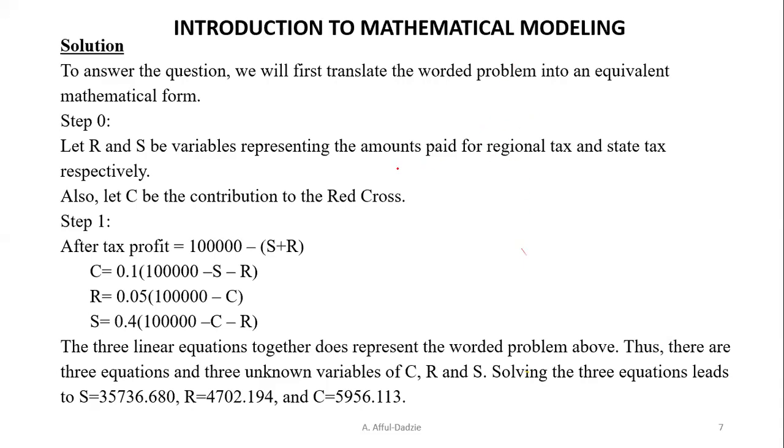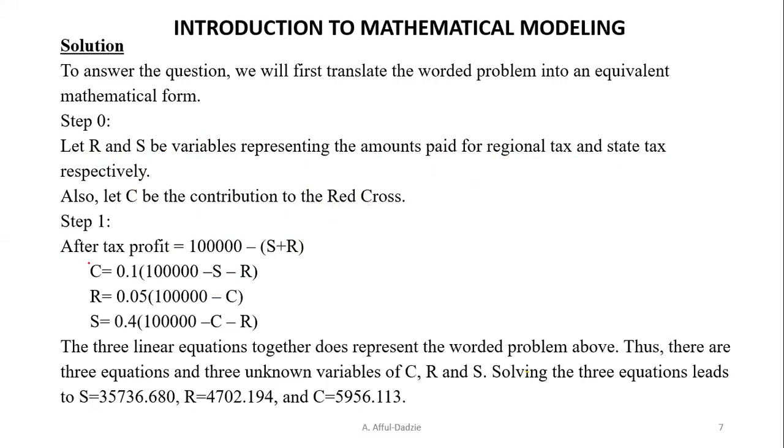The first thing we do is to define our decision variable. We say let R, S, and C represent all those things that we need. So R for regional tax, S for state tax, and C for Red Cross contribution. Okay, C for Red Cross contribution.